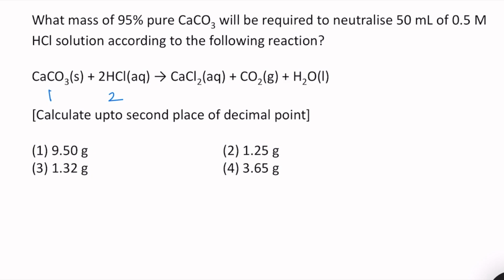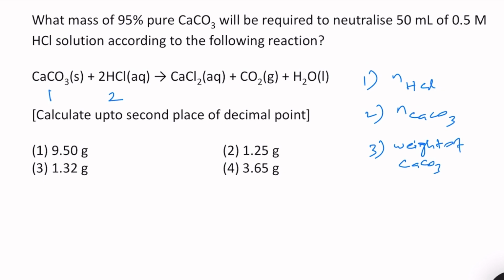Finding the right answer for this question is a 4-step process. First, we need to find the number of moles of HCl based on the volume and molarity of HCl given. Second, we need to find the number of moles of CaCO3, which we can do through stoichiometric moles. And third, we need to find the mass, that is weight, of CaCO3. However, the weight that we find will be 100% pure, and therefore we need to convert that into 95% purity. So, this is a 4-step process and we will do it one by one.